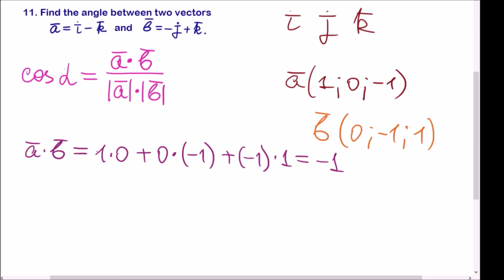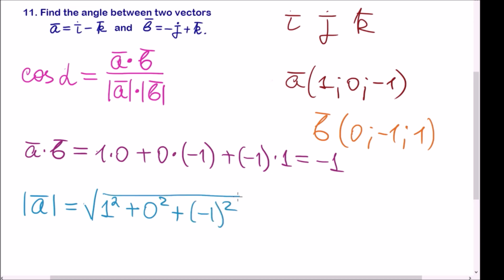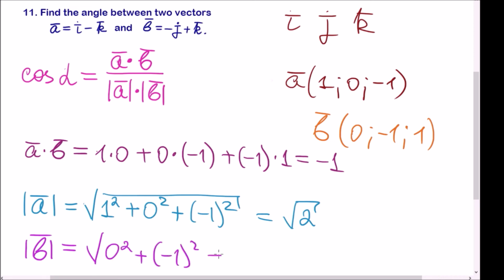And the length of the vector a, or absolute value of the vector a, is the square root of the sum of squares of its coordinates: 1 squared plus 0 squared plus minus 1 squared. So we have 1 plus 1, it is 2, square root of 2. And the length of the vector b is the square root of the sum of squares of its coordinates, minus 1 and 1. So we have the same, square root of 2.